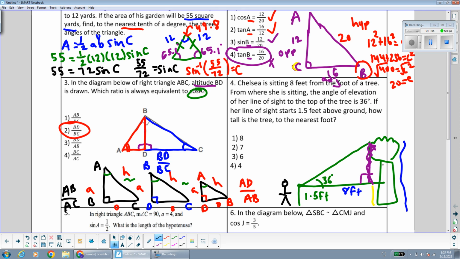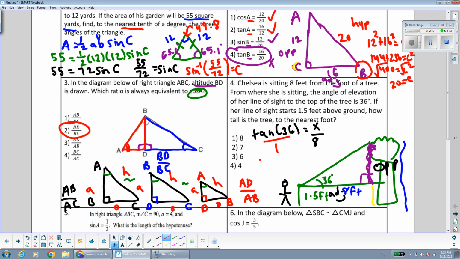From this 36 degrees, we are finding opposite and we have adjacent. So tangent is our best bet here. Tangent of the 36-degree angle equals what we're looking for over the adjacent side.